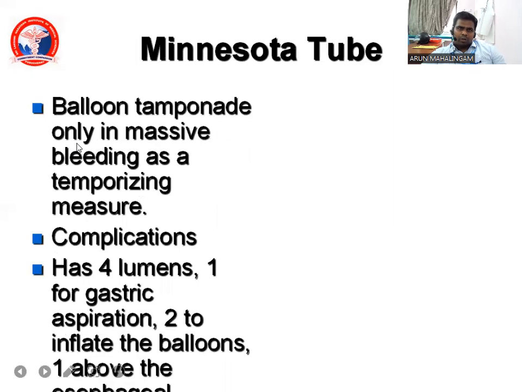Minnesota tube, balloon tamponade, used only in massive bleeding as the pressure increases, and it has complications. It has 4 lumens. One is for gastric aspiration, the second is to inflate the gastric balloon, the third is to inflate the esophageal balloon, and the fourth is to aspirate from the esophageal side.